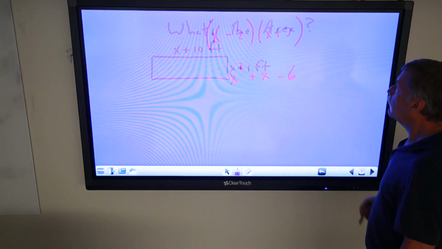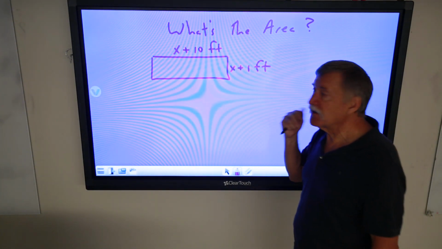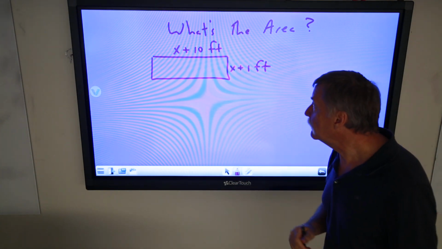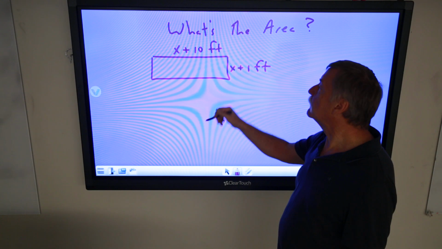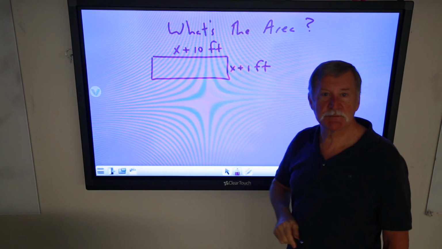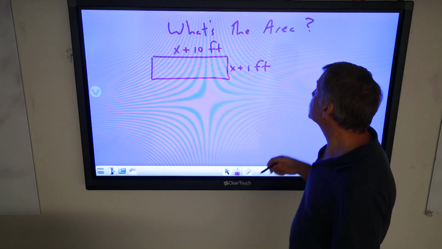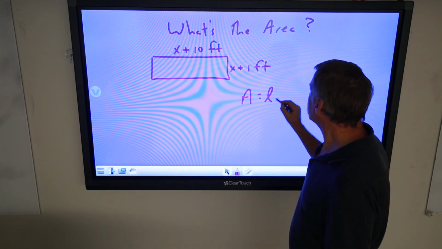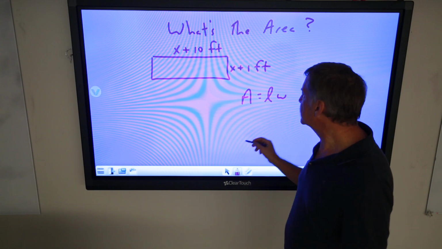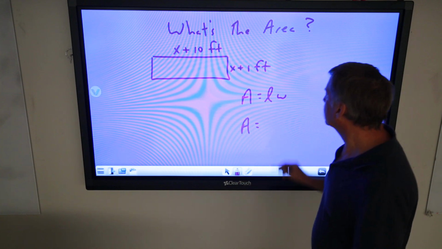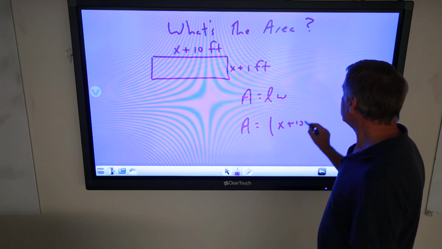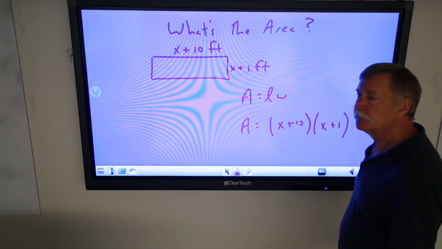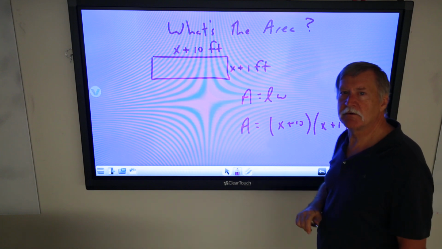All right, so what good is this? Well, now we can start to do algebraic geometry. We can talk about a rectangle that is x plus 10 feet long and has a width of x plus 1 feet. And the question is, what's the area? Well, the area is equal to the length times the width, right? In this case, the area is equal to the length, x plus 10, times the width, x plus 1. All right, try that on your own right now.